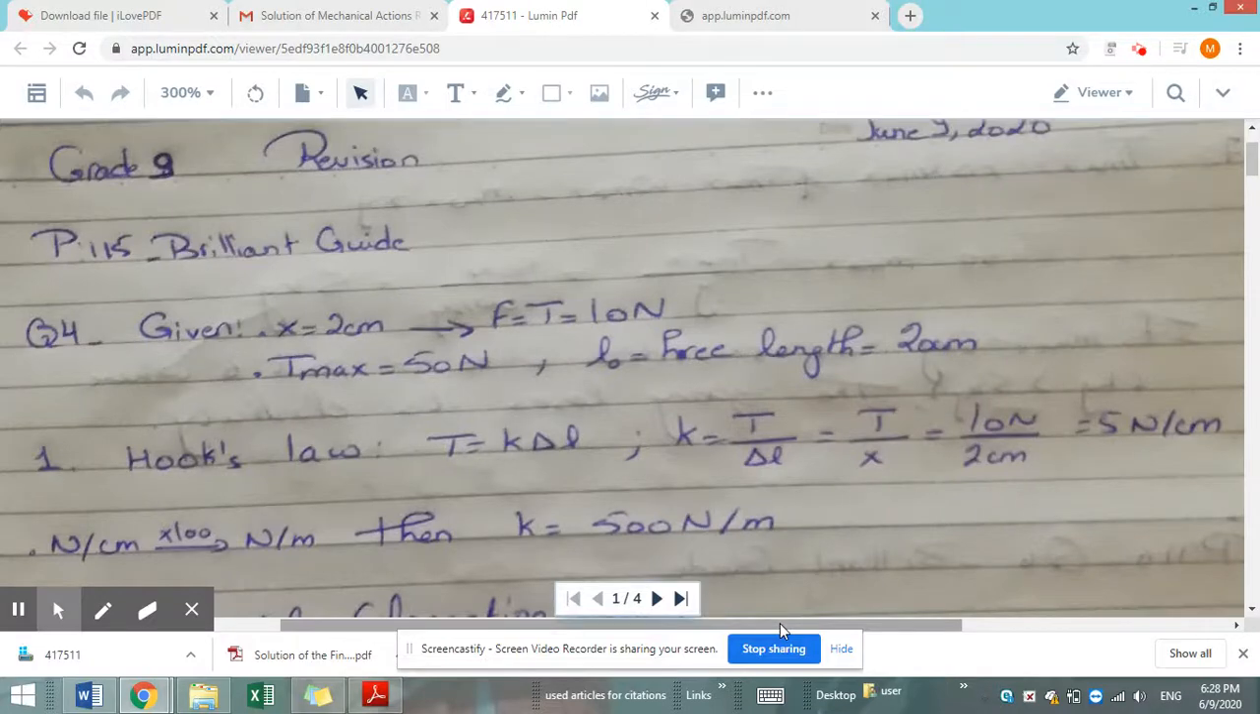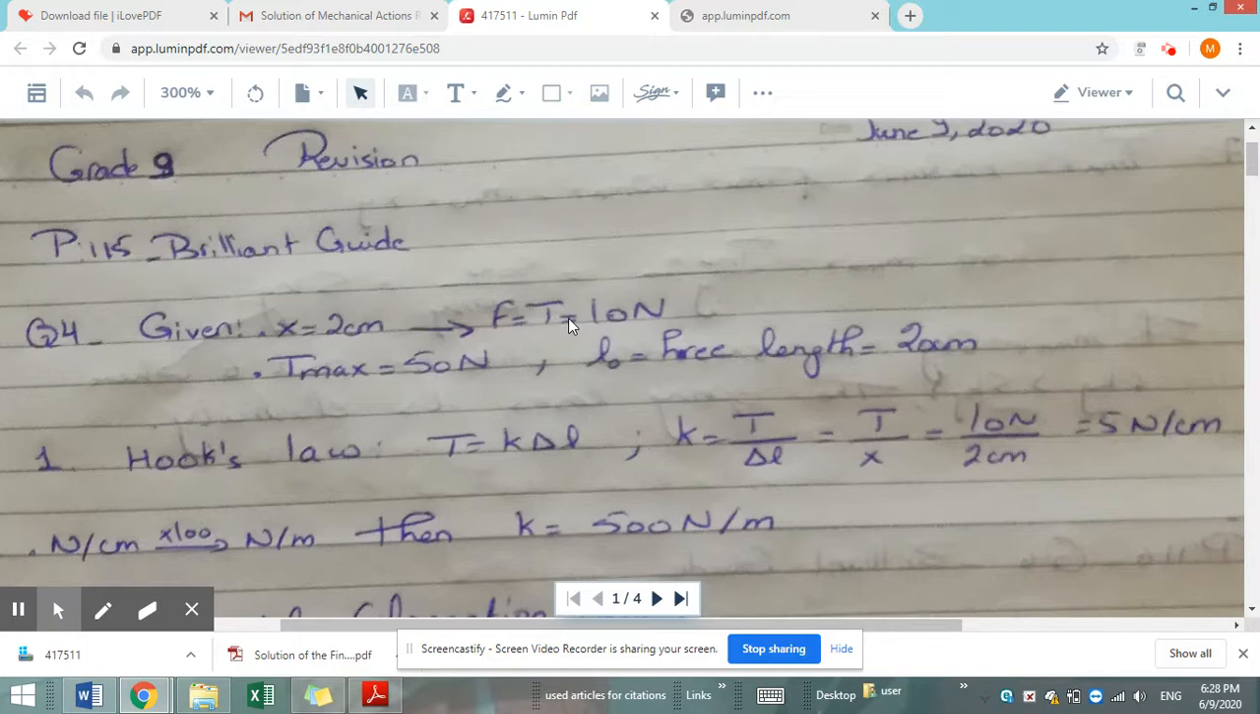Okay, correcting now question 4 in the Brilliant Guide, page 115 for grade 9. So we are given that an elastic spring elongates by 2 centimeter when a force of magnitude F equal 10 Newton is applied on its free extremity. So we can consider this force to be the tension force.